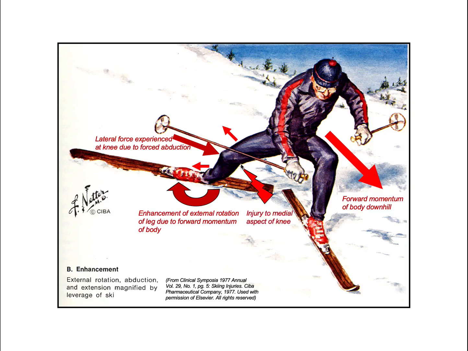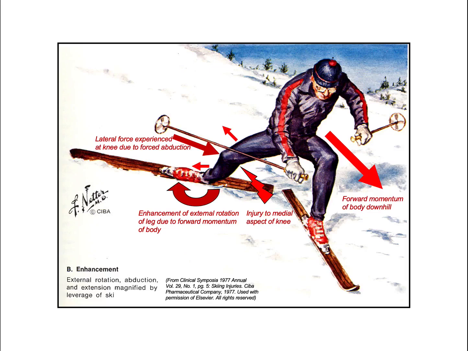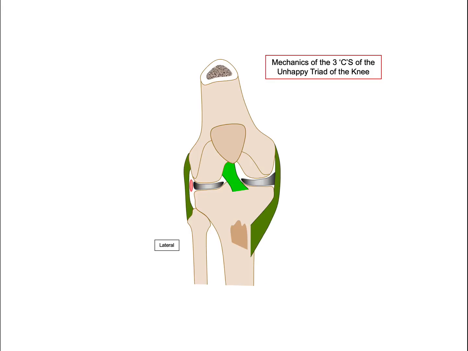So now, injury to the medial aspect of the knee. Are we good? Look at it very carefully. Now look at this image where we were talking about the unhappy triad of the knee. Somebody has put this topic in the labs, and I'm sure you have done this task. You're familiarized with that. Nothing new. Now look at it. What is this unhappy triad of the knee?